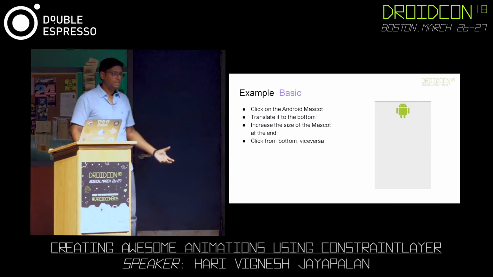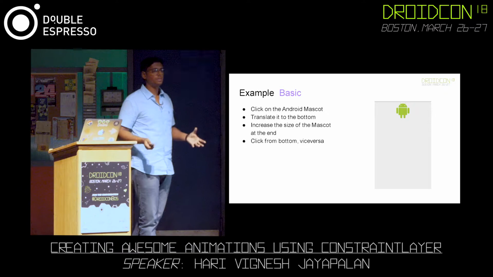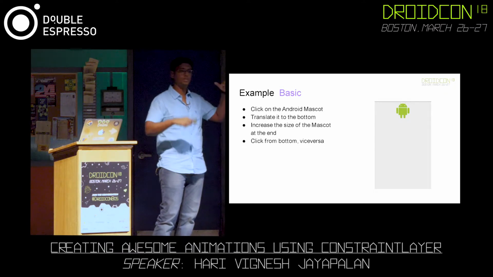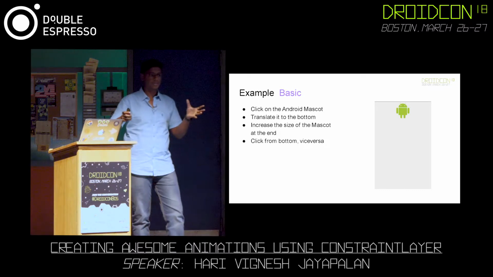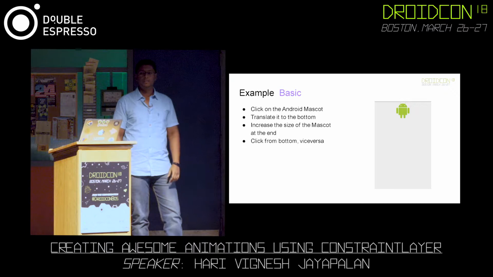Just for the sake of simplicity, I'll be taking this example to walk you through how this animation actually works. It's a very simple animation where we have the Android mascot on the top, and when you tap on it, it comes to the bottom, enlarged, and vice versa. This process just repeats. So let's get into it.